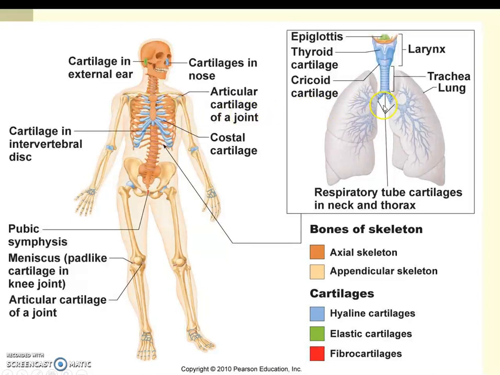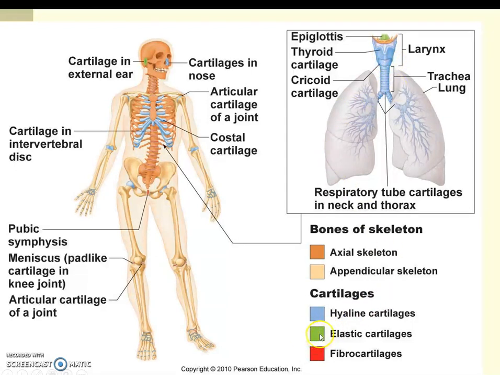Then if you look over here at this picture, which you're going to talk about all of these organs in A&P 2, but if you look here, this is all blue as well. So the cartilage that makes up the thyroid cartilage is what the Adam's apple is, as well as various other types of cartilage that is in the trachea and the respiratory system. Those are all made up of hyaline cartilage.